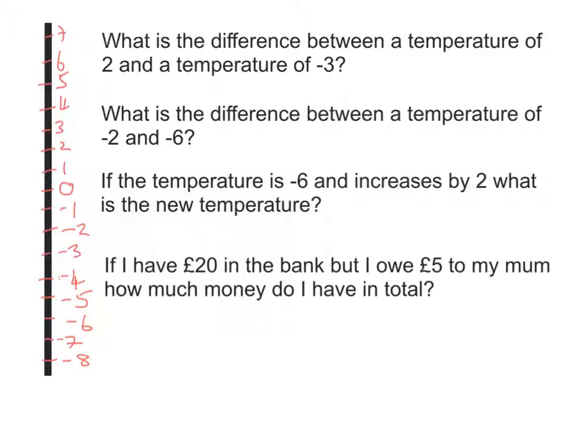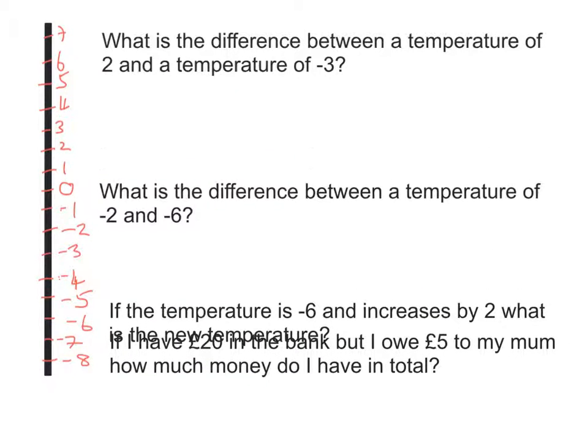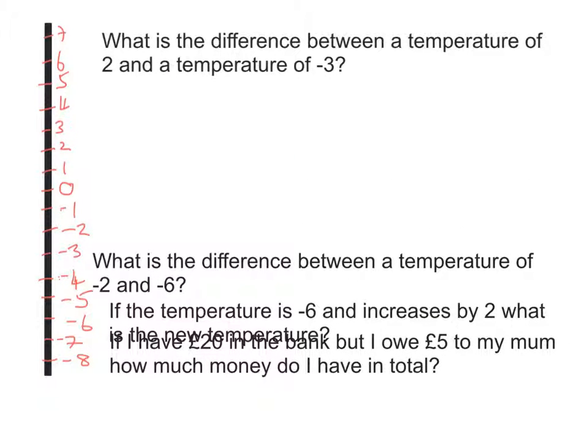First, we're going to start with some real life examples to help us learn some of the rules. So we can use the number line to the side to help us. What is the difference between a temperature of 2 and a temperature of -3? Well, if you consult the number line, going from 2 to -3 means going down 1, 2, 3, 4, 5 degrees. So the difference is 5 degrees.